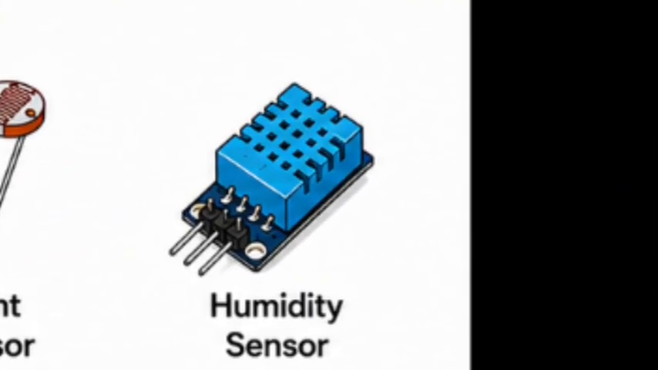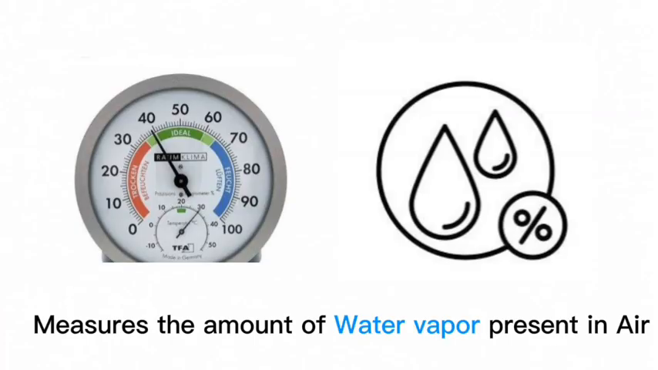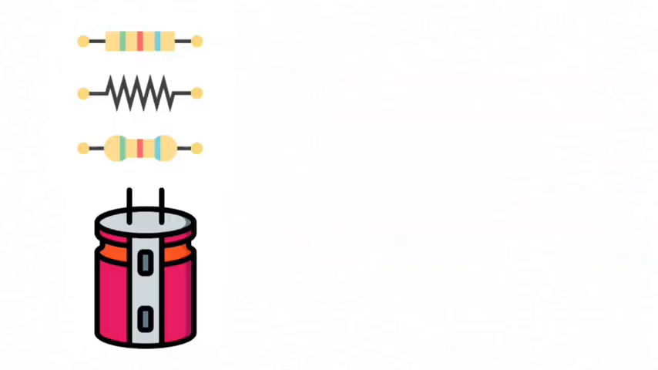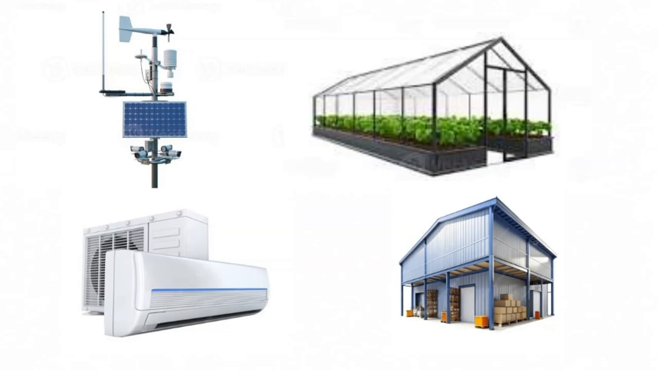Humidity sensor. Humidity sensors measure the amount of water vapor present in the air. They typically work by detecting changes in electrical resistance or capacitance caused by moisture absorption. These sensors are widely used in weather stations, greenhouses, air conditioning systems, and industrial storage facilities.